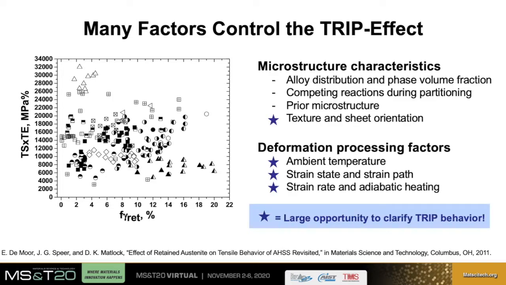For my PhD work, I've elected to focus primarily on deformation processing factors, where I believe there's a large potential to clarify the strengthening contribution of the TRIP effect. Today, I'll focus my talk on the convoluted roles of strain rate and adiabatic heating.